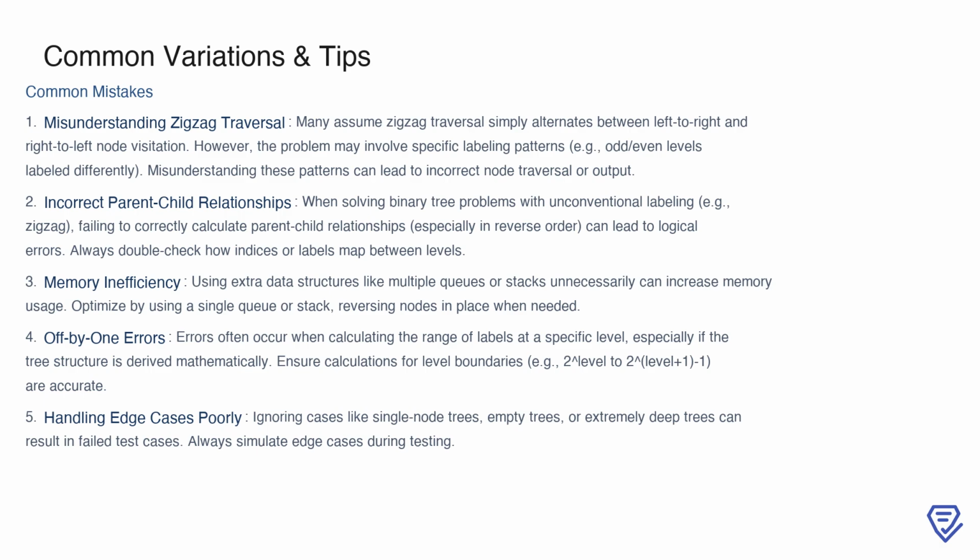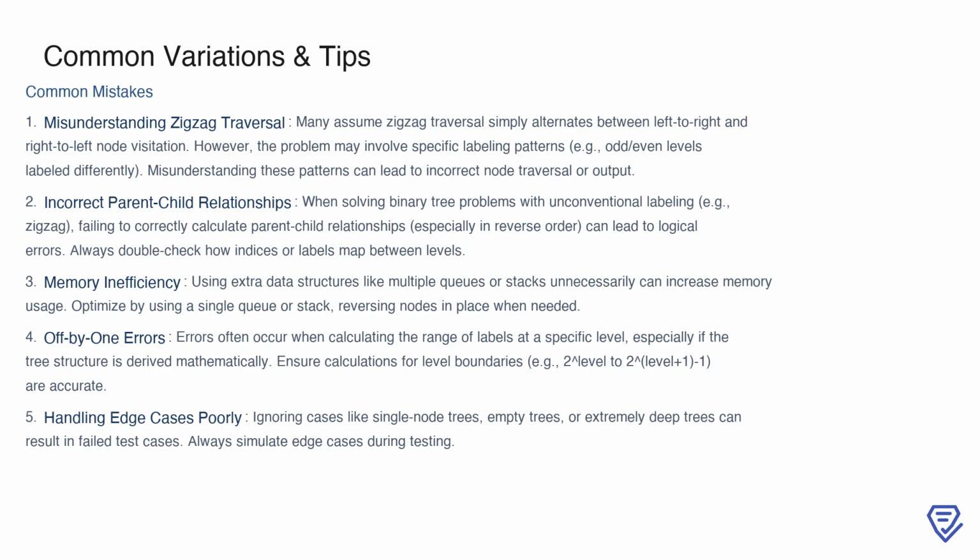Another mistake involves incorrect parent-child relationships. In unconventional labeling schemes, such as zigzag, it's easy to miscalculate these relationships, especially when the labels are reversed. Careful mapping between levels can help avoid these logic errors. Memory inefficiency is another pitfall. For instance, some solutions use multiple queues or stacks unnecessarily, which increases memory usage. Instead, you should aim to optimize by reusing a single data structure and reversing nodes in place when needed.